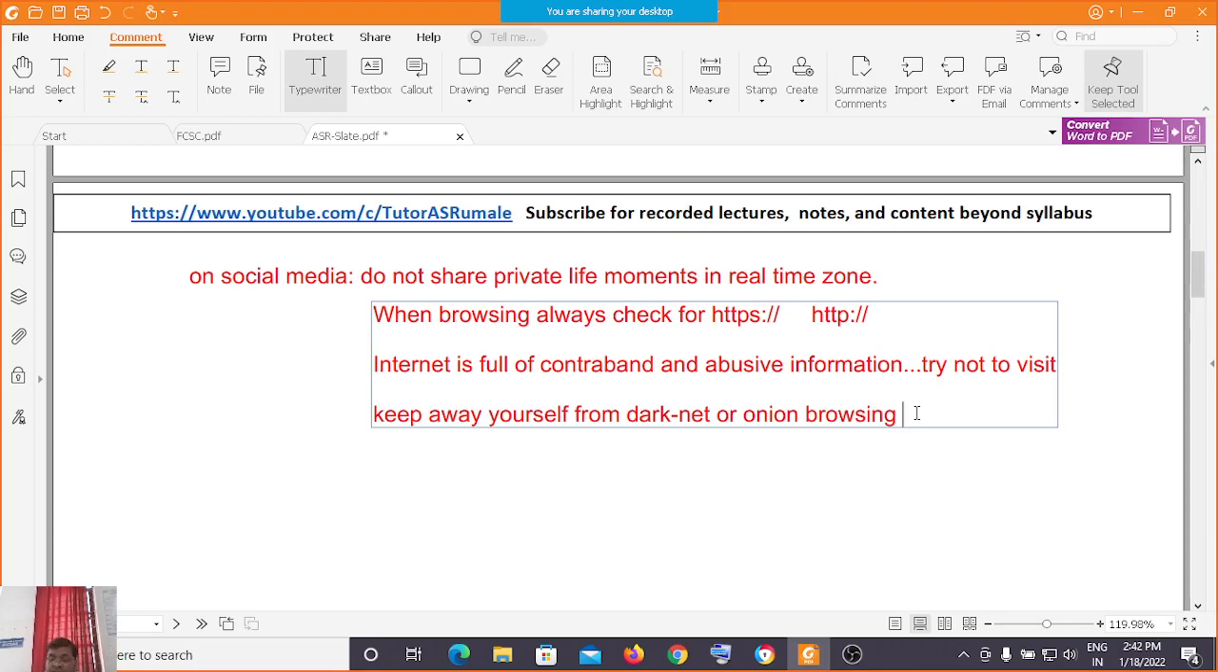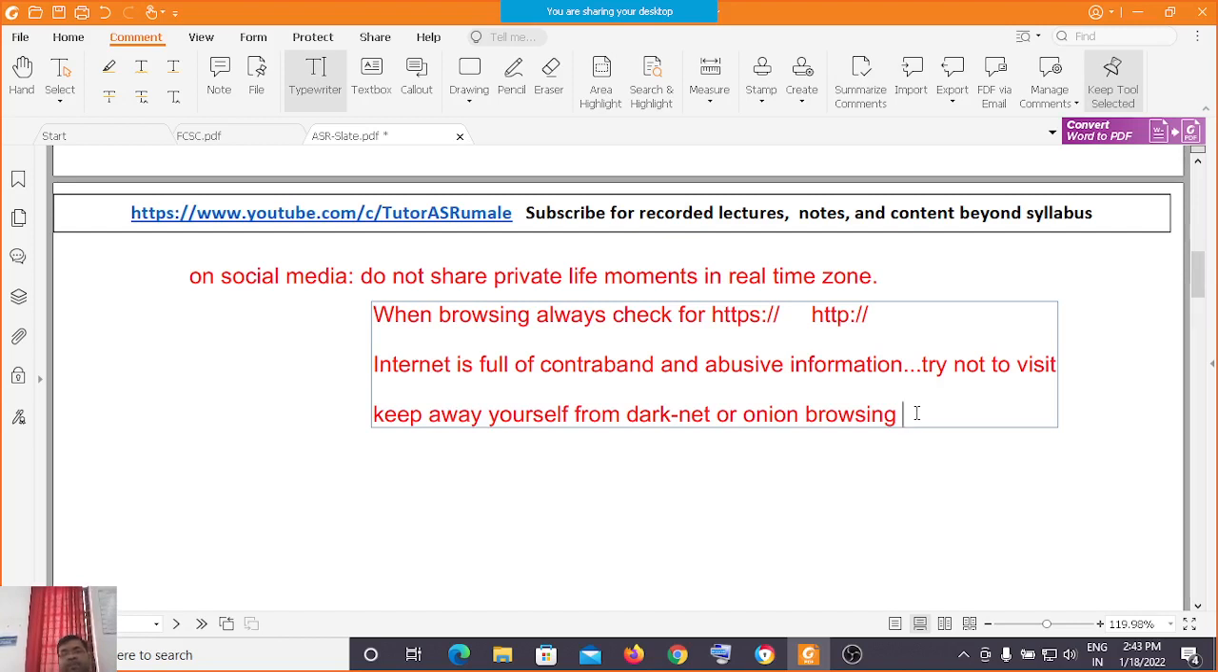Then the internet is full of contraband material, abusive material. Try not to visit those contraband and abusive materials. Most of the time, pornographic material and other materials are there. Piracy is a thing. And then keep yourself away from the dark net unless you get enough technical awareness. Do not try to use the Tor browser or the other onion browsers to browse the internet.